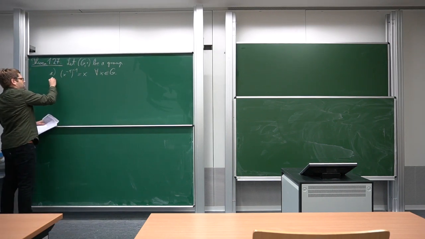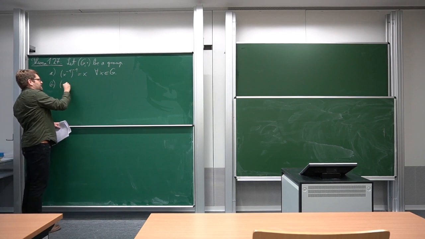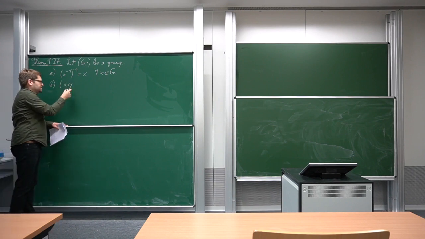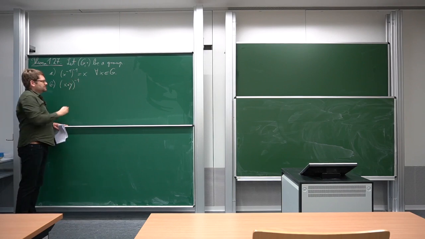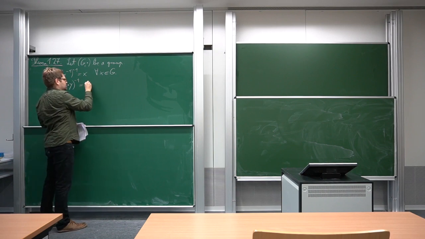Secondly, this is another phenomenon that I haven't mentioned yet. If we take x and apply the operation to x and y, so a product or a sum or whatever, so x times y, and take the inverse of this product, this is the same as the product of the inverses, but the order is changed.